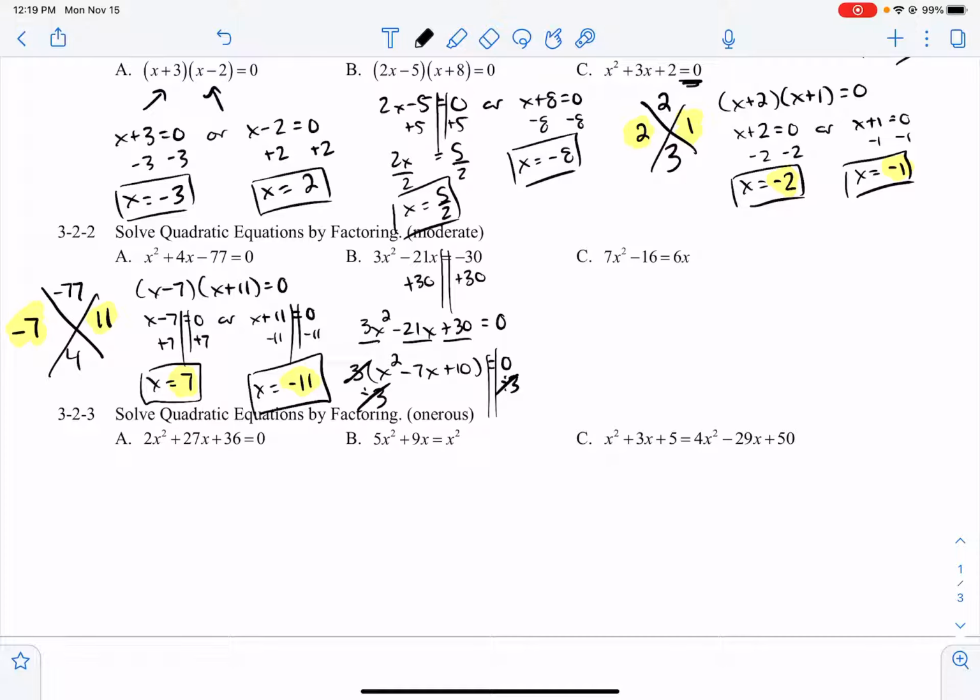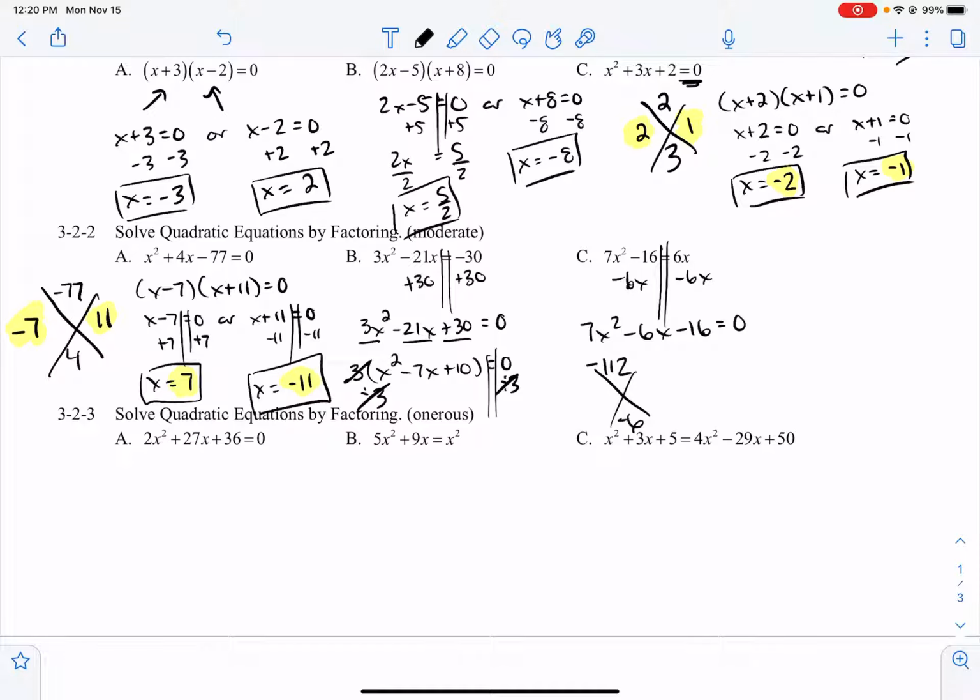All right, part C, I don't have it equal to 0, so I have to minus 6x from both sides. So I end up with 7x squared minus 6x minus 16 equals 0. Nothing goes into 7, 6, and 16. So let's do 7 times 16. What is that? 112. Oh, it's a negative 16, so negative 112. And negative 6 on the bottom. So I'm looking for things that multiply to 112, but they have to add up to be 6.